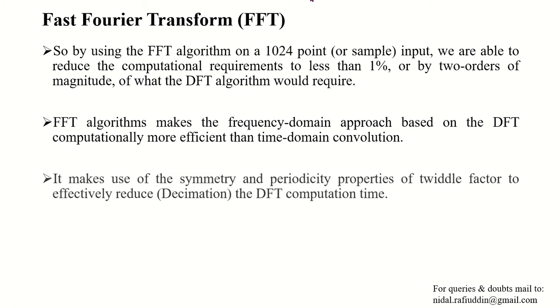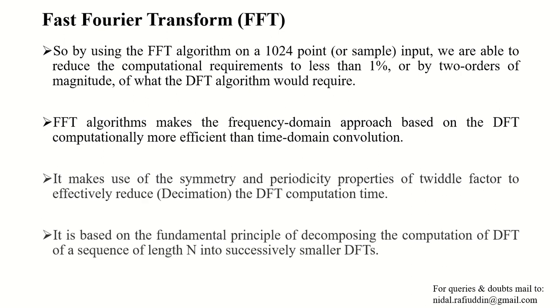It makes use of the symmetry and periodicity properties of the twiddle factor. The twiddle factor is the W factor that we had learned in the DFT, which is used to efficiently reduce, or perform decimation of, the DFT computation time. We saw in the previous lecture that the twiddle factor contributes some values which are repeated in sequence. That is why they are said to be periodic. And this periodic property of the twiddle factor is taken advantage of, and we optimize the algorithm of the DFT in this case.